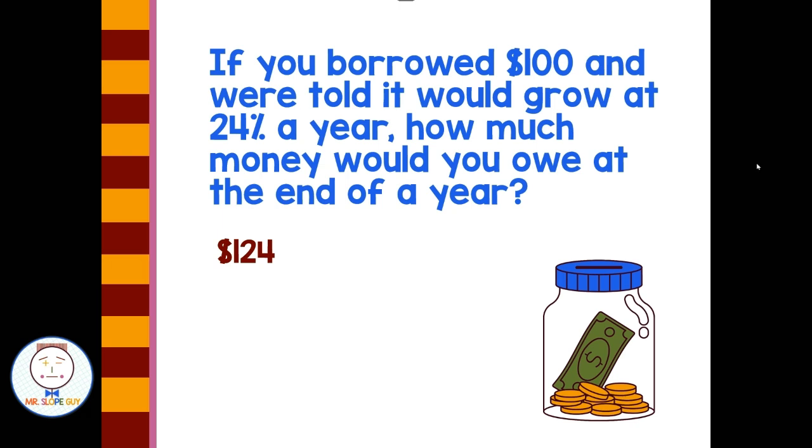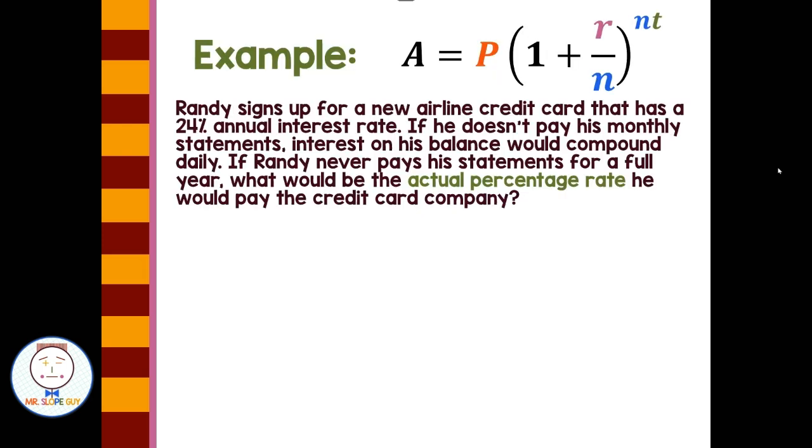Then if we had a question like this one, it says Randy signs up for a new airline credit card that has a 24% annual interest rate. If he doesn't pay his monthly statements, interest on his balance would compound daily. If Randy never paid his statements for a full year, what would be the actual percentage rate he would pay the credit card company?